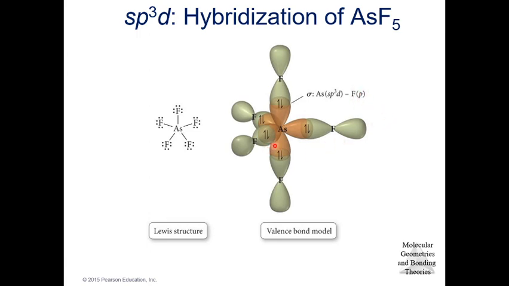All the hybridization happens on the central atom. Okay, no hybridization on the F, it's just the p. Okay, here's our Lewis structure. Gives us the connections, but it's not giving us the shape. Here's my shape, trigonal bipyramidal. Okay.